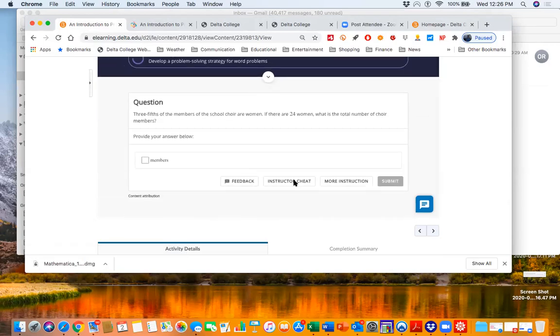Oh, this one sneaked in with some fractions, so I think this is actually probably a good one to practice with. It says 3/5 of the members of the school choir are women, and if there are 24 women, what is the total number of members? So 3/5 of members are women. And let's let M equal the number of members.